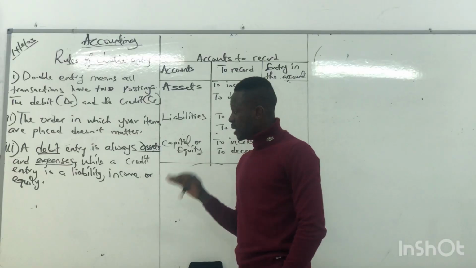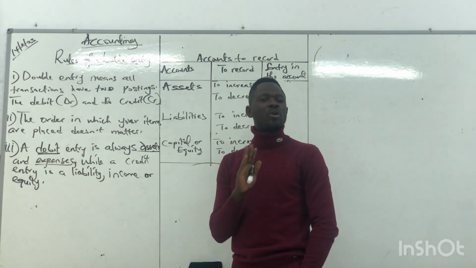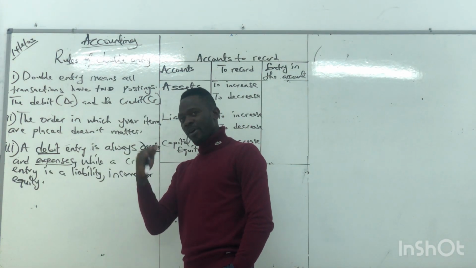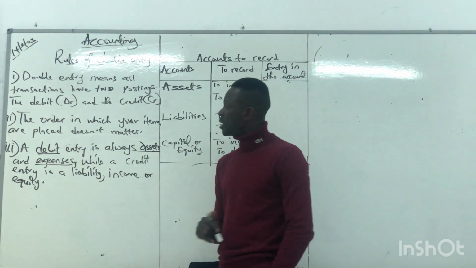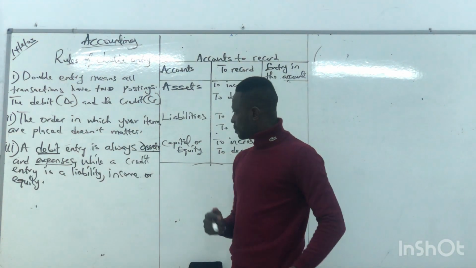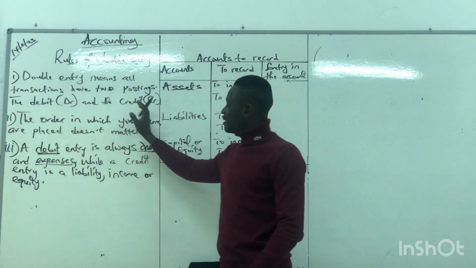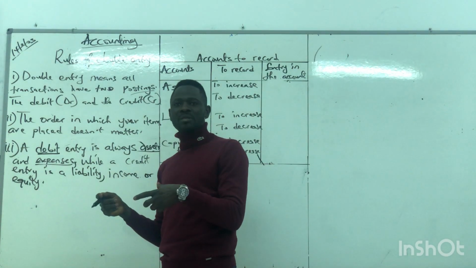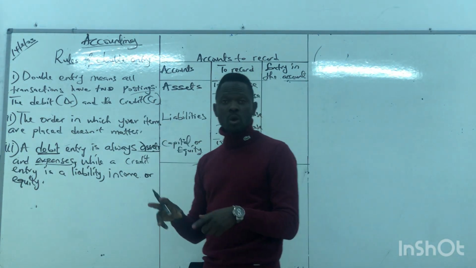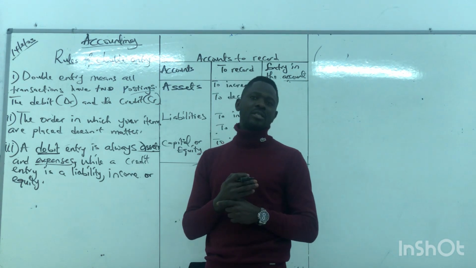Thank you. Today we need to talk about the rules of double entry. Double entry is about the duality concept, which means for every debit there must be a corresponding credit entry. Number one, double entry means all transactions have two postings. That means there is going to be the debit side and the credit side. Posting means you are transferring items after the transaction from the journal to the ledger. So for every double entry system, we have the debit side and the credit side.